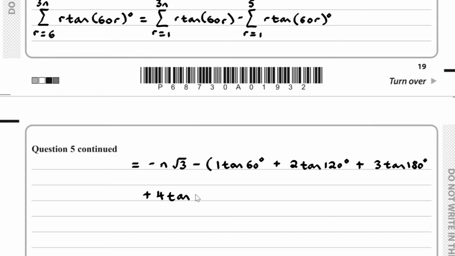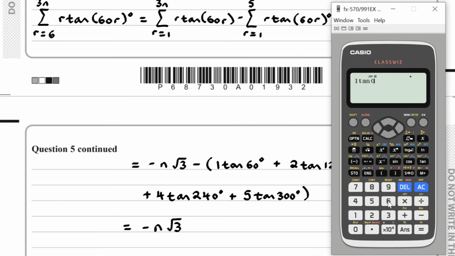4 times the tan of 240 degrees, and 5 times the tan of 300 degrees. So if I work out what this is, I've got minus n times the square root of 3, and I've got 1 tan 60, 2 tan 120, 3 tan 180, 4 tan 240, 5 tan of 300, I get minus 2 root 3.